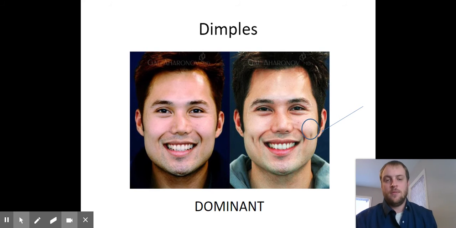Dimples. If you have dimples, that is the dominant version of the dimple trait. If not, then no dimples would be recessive.